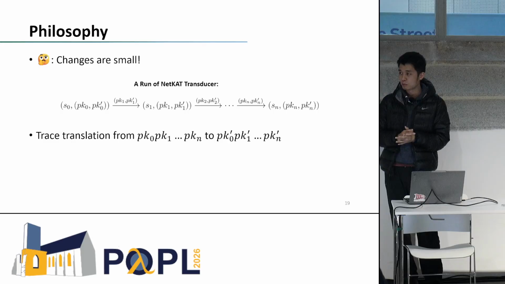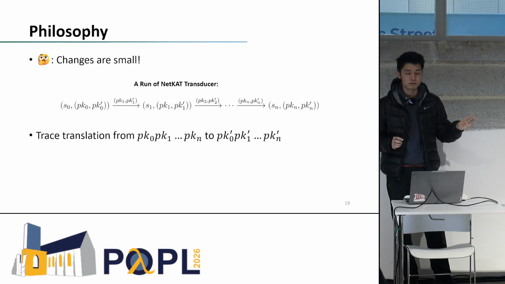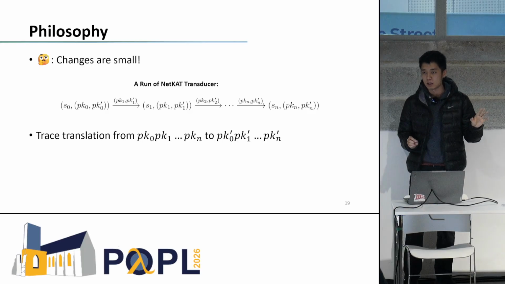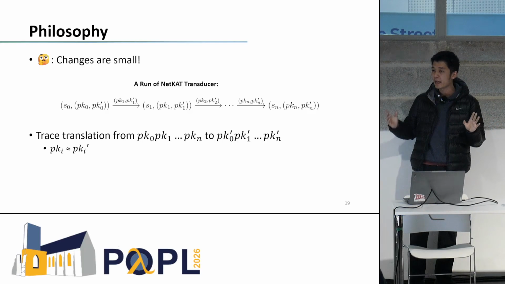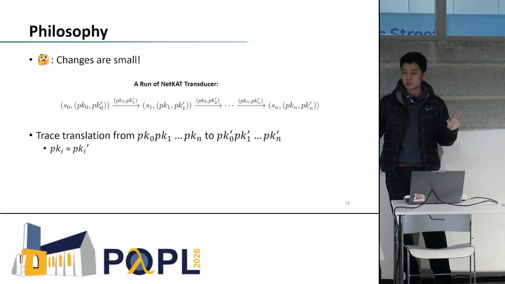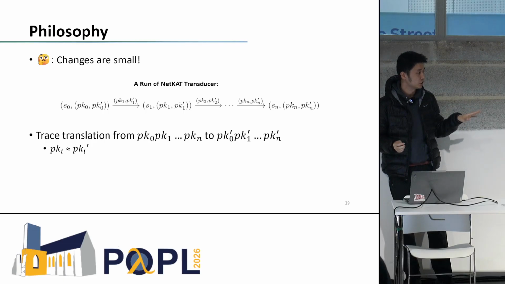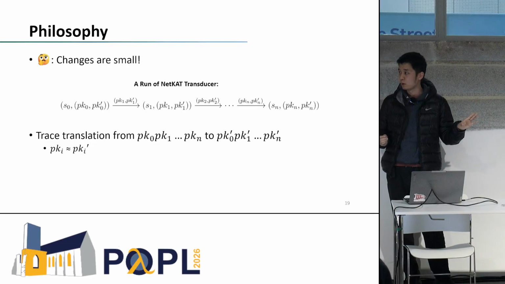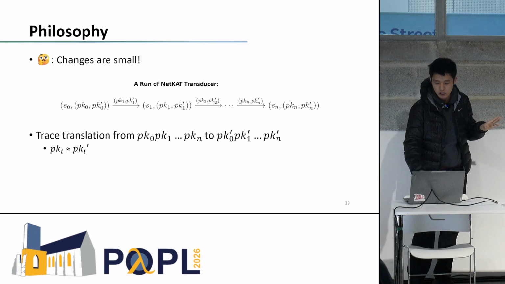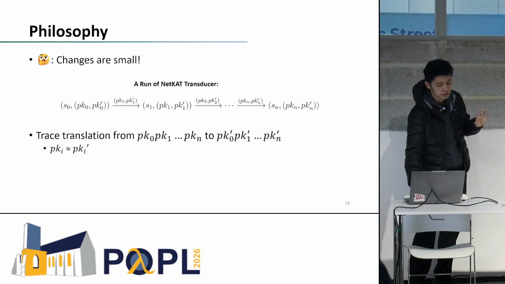The changes are small here, which suggests that the trace translation from the trace in the pre-network shouldn't be too different from the trace in the post-network, which suggests that the packet at the corresponding position should be not too different from each other. That is, PKI should be very similar to PKI prime. And this gave an idea of the key technique of our projection algorithm.